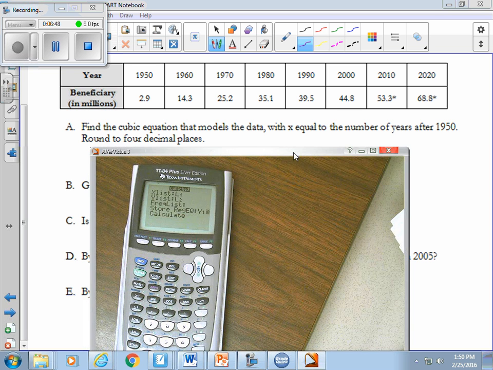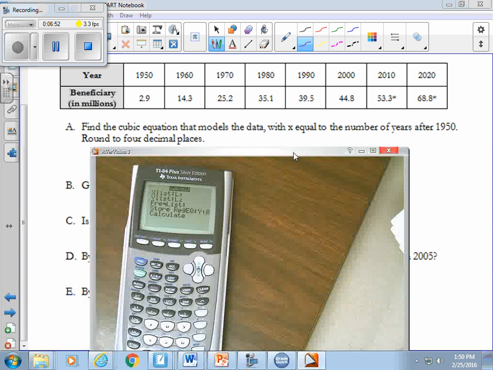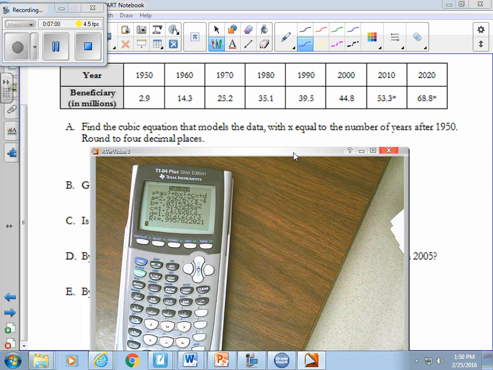That will go ahead and put the equation in Y1. It just keeps me from having to go type. You could go type it in, but it does it for you. And then go down to calculate and push enter. This equation is the answer to part A.